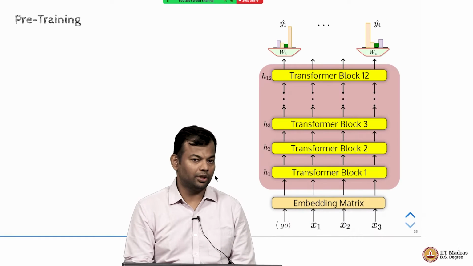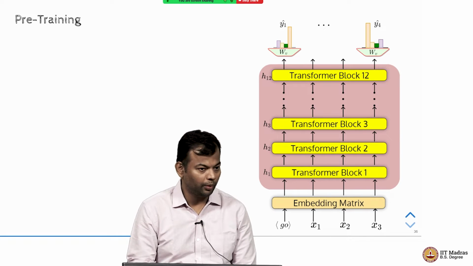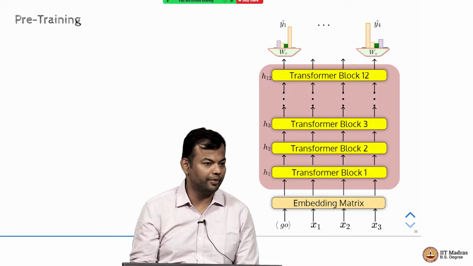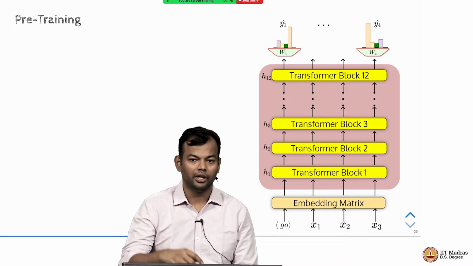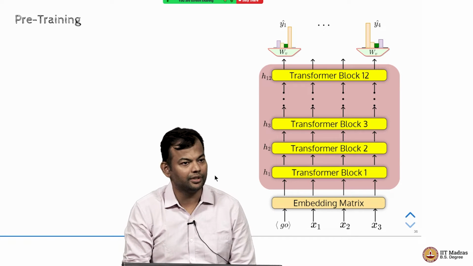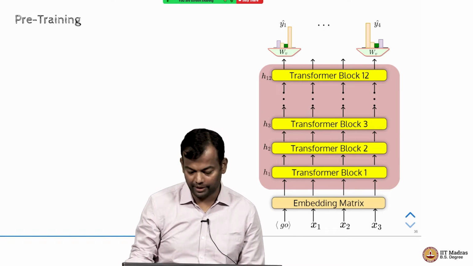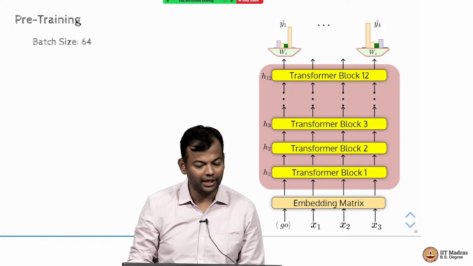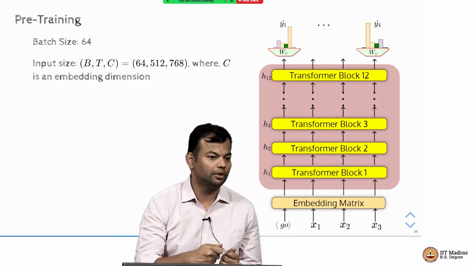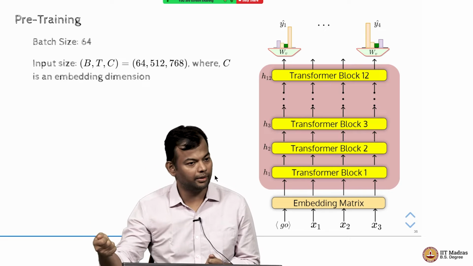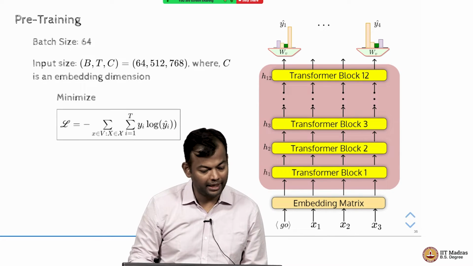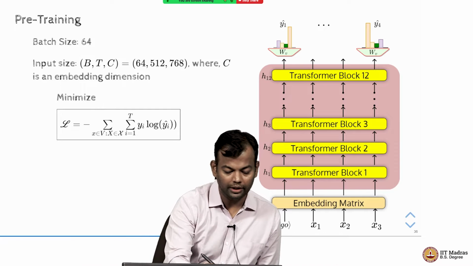So pre-training is what we have been talking about so far, where there is no explicit supervision. You get this automatic supervision from a large unlabeled corpus, where every next token is the label that you need to predict. So that's the implicit supervision that you are getting from there. During pre-training, they used a batch size of 64. So your input size is batch size cross sequence length cross dimension size, which is 768.